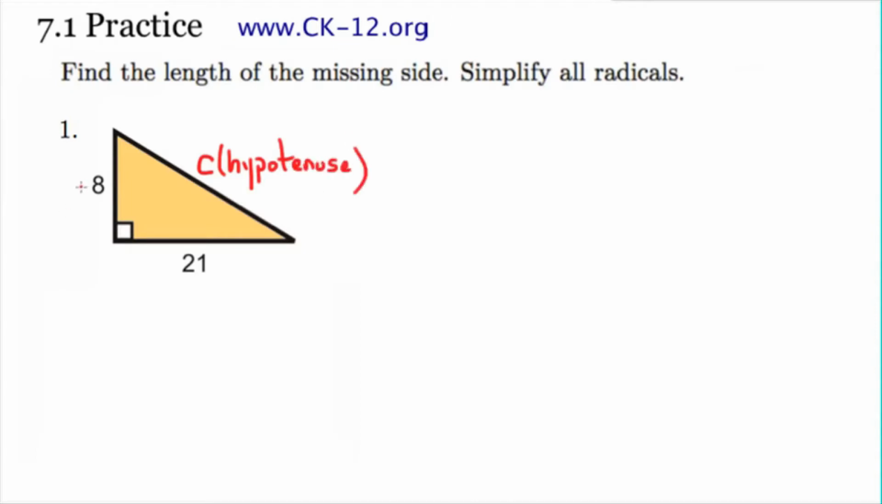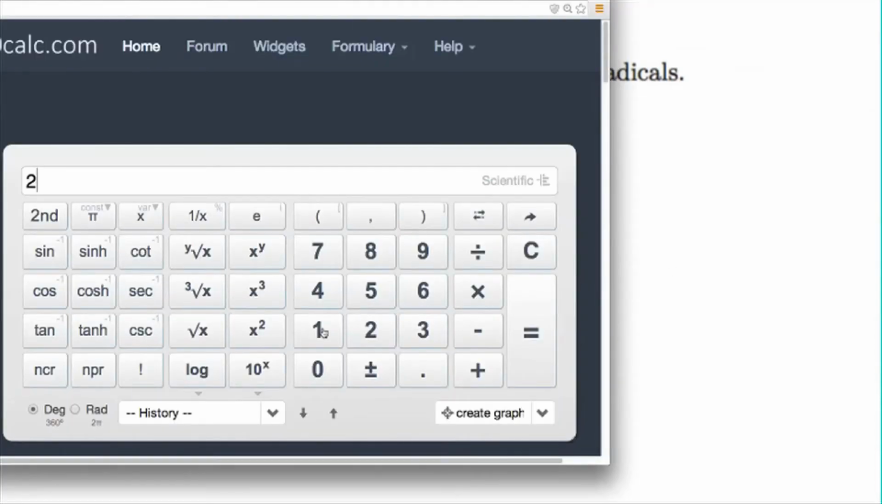So in number 1 here, the missing side is the hypotenuse, or side c. 8 and 21 are the other two legs, so I can use the Pythagorean theorem, a squared plus b squared equals c squared, to find c. So I'm going to substitute 8 for a and 21 for b. 8 squared is 64, 21 squared is 441.